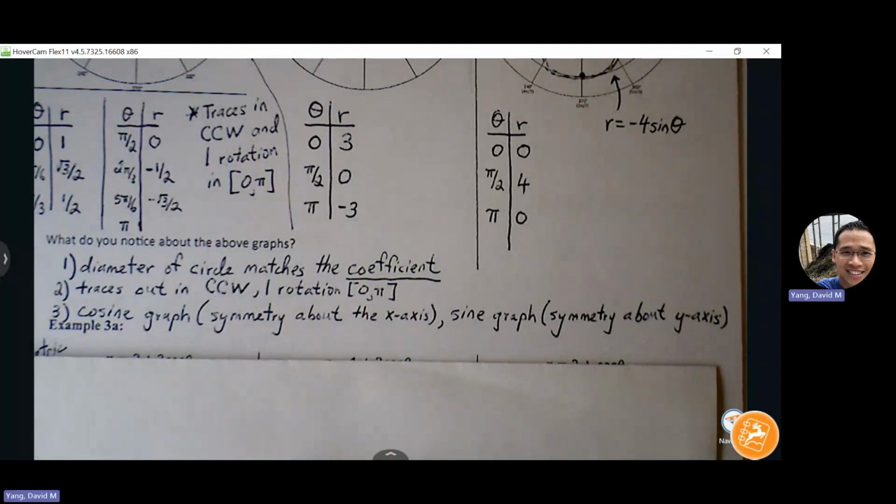All right, so what do you notice about the above graphs? A couple of things here. One, the diameter of the circle matches the coefficients. We're able to trace out a full rotation from 0 to pi. And then cosine graphs are symmetrical about the x-axis, and sine graphs, or sine circles, are symmetrical about the y-axis. Not only circles, I guess other polar graph shapes will always have that symmetry. Cosine is symmetric about the x and sine is about the y.